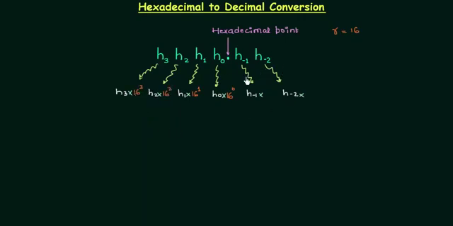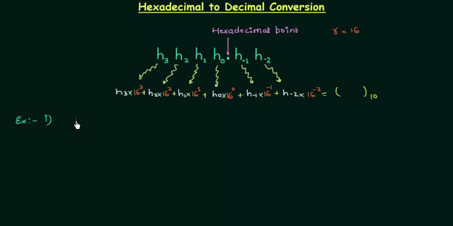Now we will move to the fractional part. H minus 1 will be multiplied by 16 raised to power minus 1 and H minus 2 will be multiplied by 16 raised to power minus 2, and we will add them. Once we have the sum, it is equal to the decimal equivalent of this hexadecimal number. So very simple, the same process as we saw in octal to decimal and binary to decimal. Let's move to the first example.